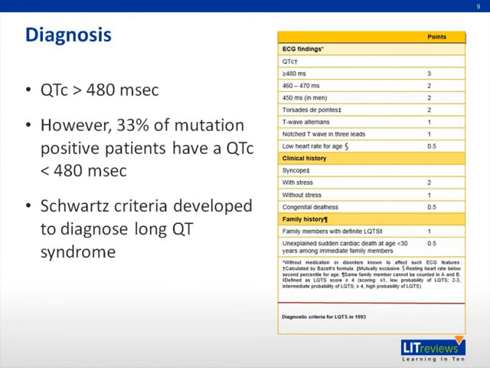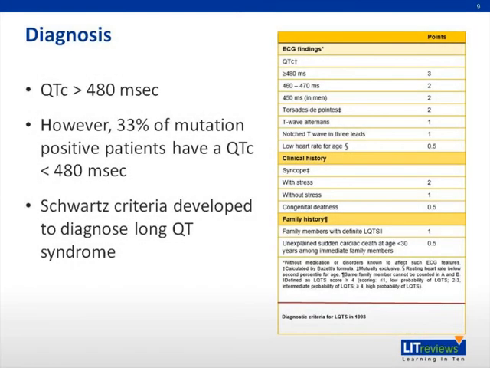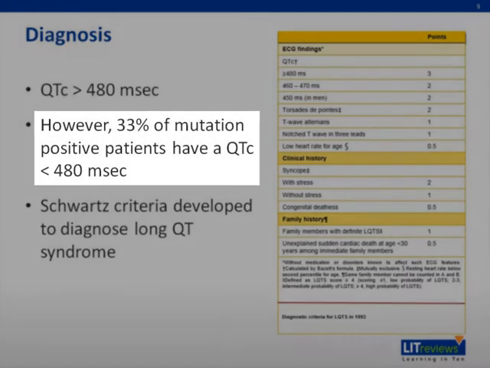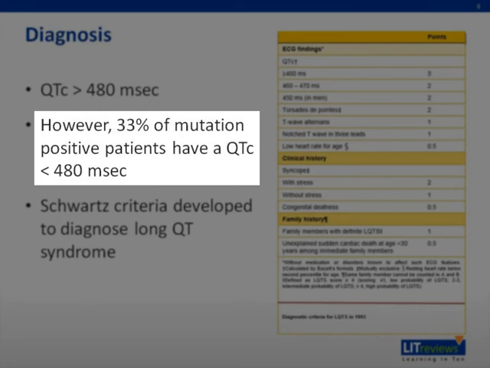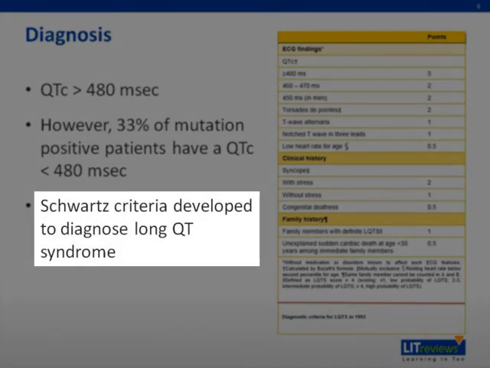The diagnosis of long QT syndrome is mainly established with electrocardiogram criteria. Typically, if patients have a QTc greater than 480 milliseconds, they have long QT syndrome. However, one can't rely only on the ECG. In fact, 33% of mutation-positive patients, or patients with known genetic long QT syndrome, have a QTc less than 480 milliseconds. Therefore, the Schwartz criteria were developed to diagnose long QT syndrome.